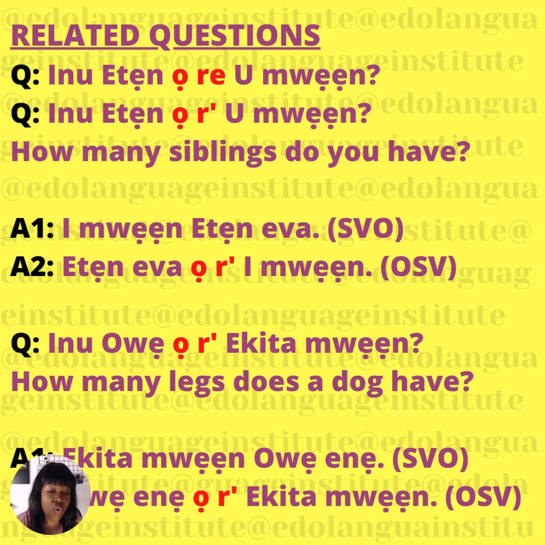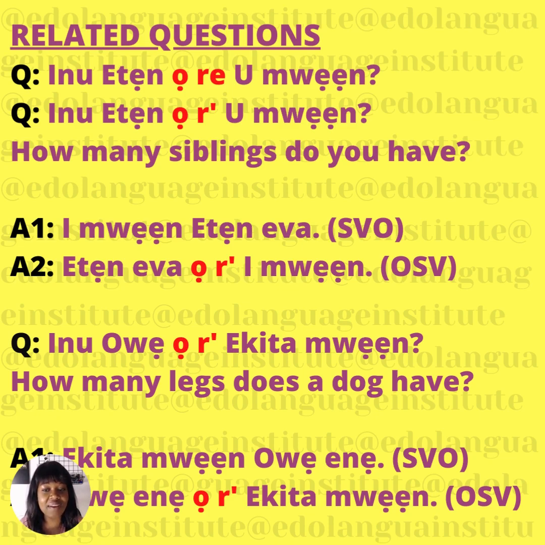However, you can also go OSV in Edo. So you can take the object forward, and then you say etenva oime. However, whenever in Edo you take the object forward, you must put oe before you come with subject and then verb. Take note.